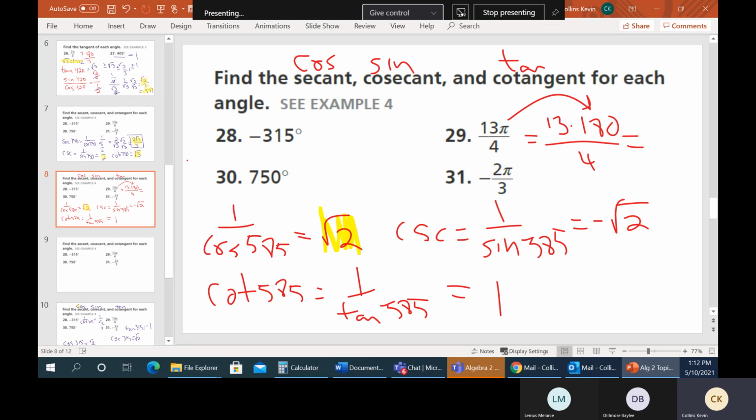So secant of 585 is the square root of 2. Cosecant is minus the square root of 2. And the tangent is just 1. Beautiful. All right, so let's go ahead and work on the last one.